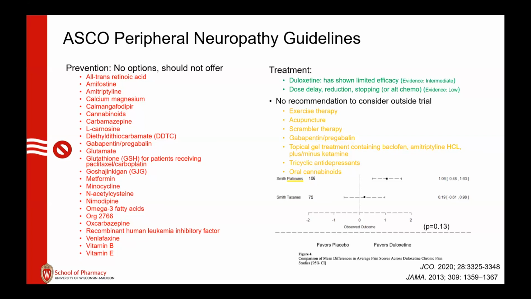Dose delay, reduction, and stopping we will occasionally do with FOLFOX regimens, some of the pancreatic cancer regimens. But duloxetine is ideally the go-to. You'll see a lot of patients coming from other systems on gabapentin, but it really doesn't have the same data as duloxetine.